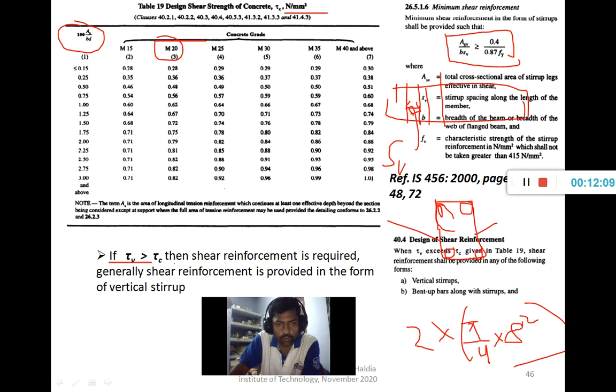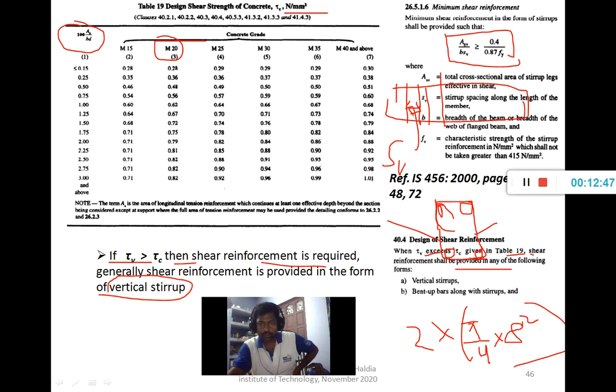If tau v is more than tau c, then shear reinforcement is required. As per code, if the tau v exceeds tau c given in Table 19, shear reinforcement shall be provided in any of the following forms. Generally, the most common is vertical stirrups. We are using vertical stirrups, two-legged vertical, such type of stirrups. We can also use bent-up bars along with stirrups.